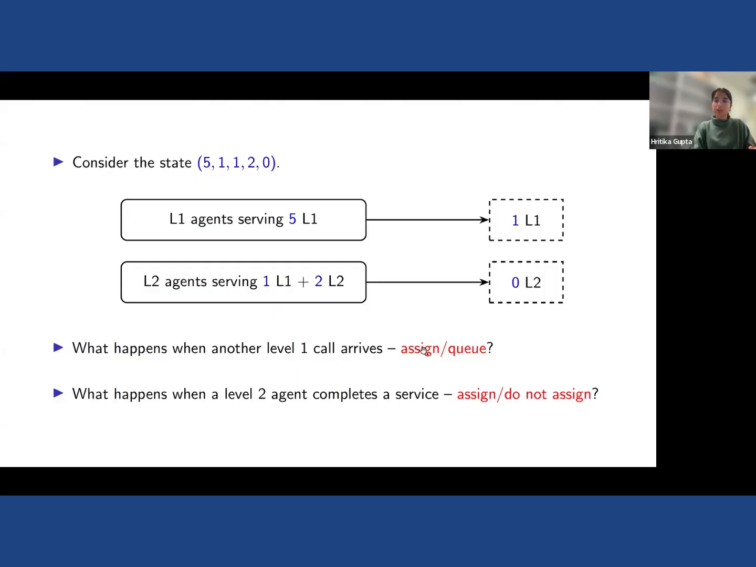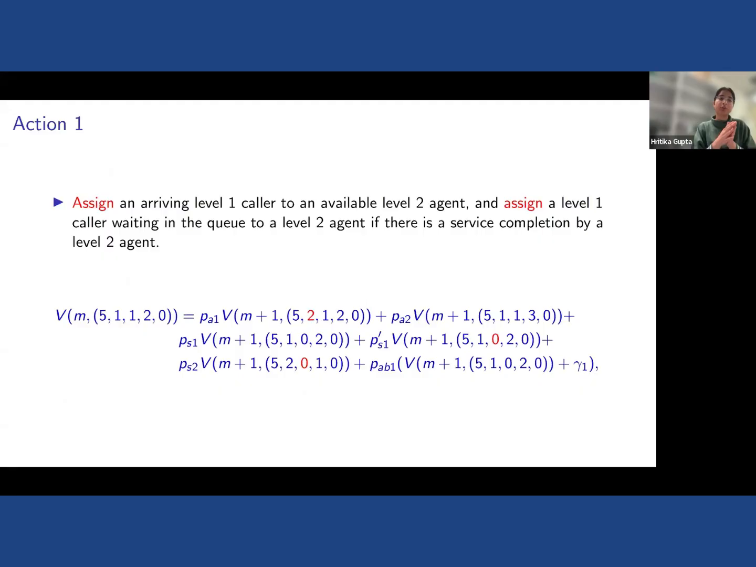So in case of an arrival, you have 2 possible actions, assign and queue. And in case of a service, you have 2 possible actions, assign and do not assign. In total, this gives you 4 possible sets of actions. Under each set of actions, your VMS will evolve in a certain way. So if you have assign and assign, so assign when there is an arrival, assign when there is a service completion, you will have a certain value of your VMS.